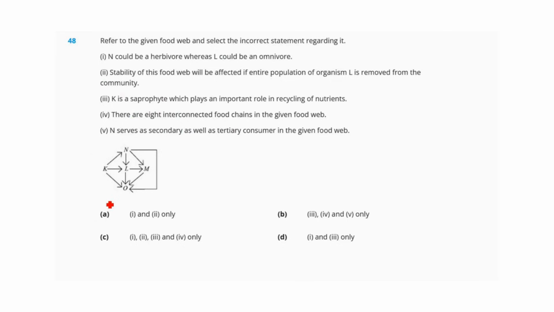Question number 48. Refer to the given food web and select the incorrect statement regarding it. So this is L, O. All the arrows are on this side, correct? First we can see that K is the, we have to find the incorrect statement. From N it is going to L. N is being eaten by L. N is being eaten by M. N is eating K.